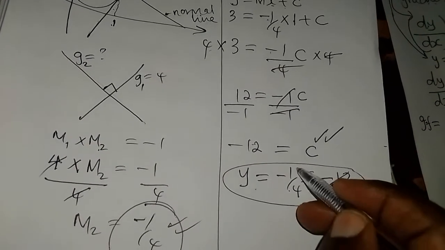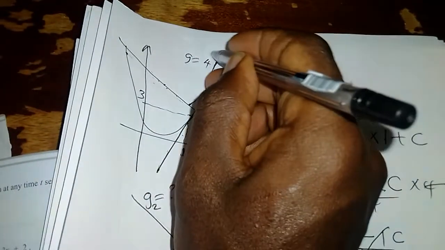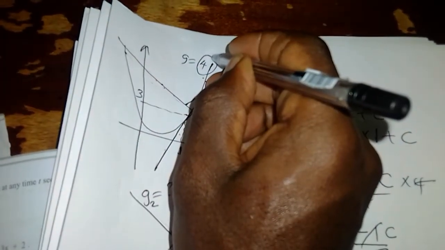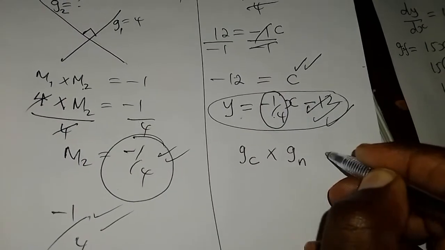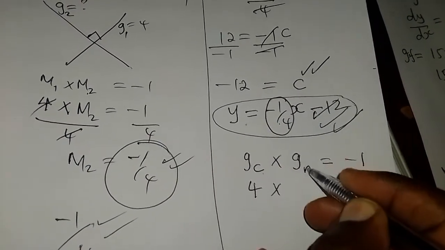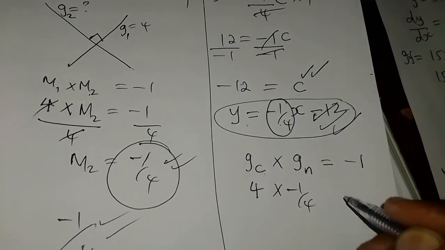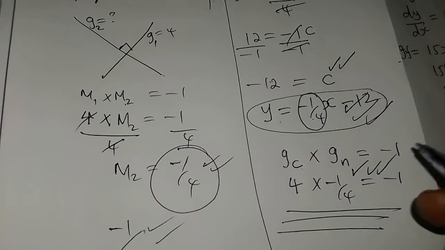You see, when I pick the gradient of the normal and multiply by the gradient of the curve, the answer must be negative 1 because they are perpendicular to each other. Let me see. The gradient of the curve times the gradient of the normal, the answer must be negative 1. The gradient of the curve is 4. The gradient of the normal is negative 1 over 4. The answer is negative 1. Correct. Thank you so much.